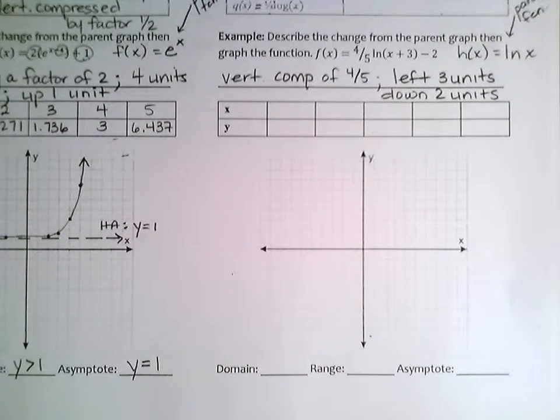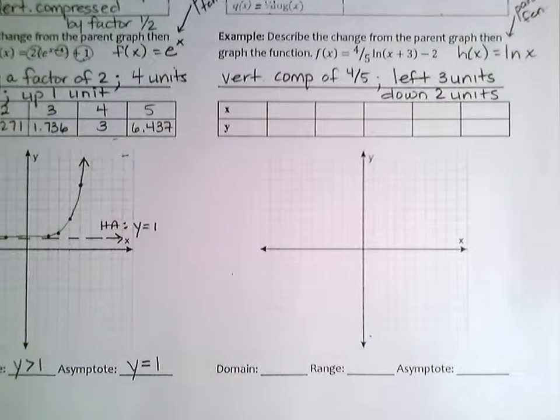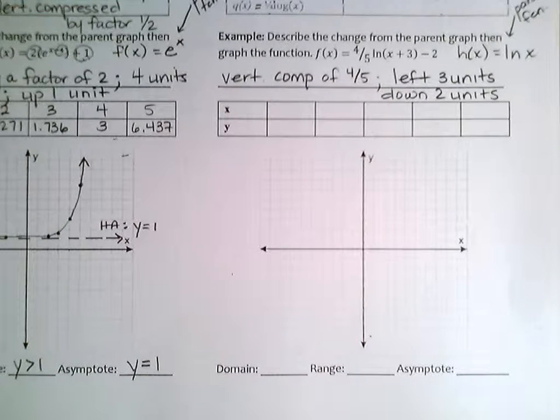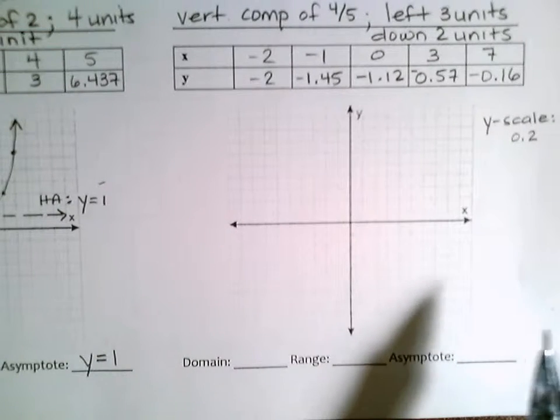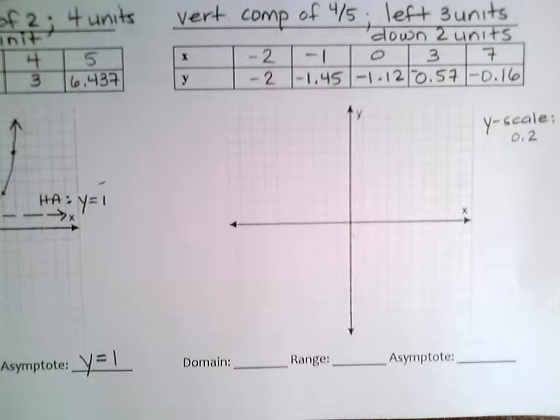Okay, so pause again now. Fill out your table and graph. And don't forget to graph your asymptote, okay? There's also an asymptote on this one. And then check back with me after you've done it on your own. Okay, so let's graph these and see in comparison what it was to yours.